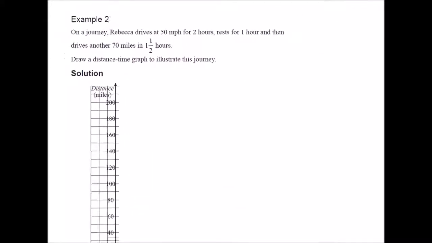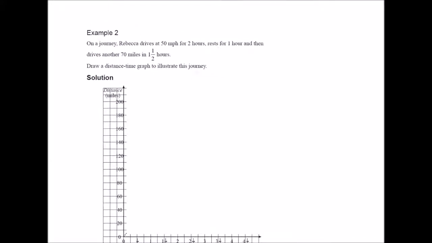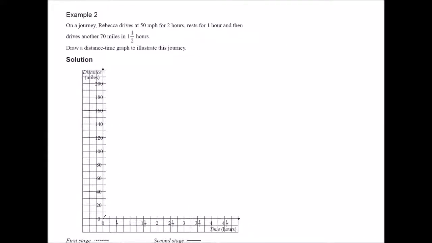Okay, now let's have a look at how we would construct one of these graphs ourselves. In example 2, we've got Rebecca who drives at 50 miles per hour for 2 hours, rests for 1 hour, and then drives another 70 miles in 1.5 hours. We've got to draw this on a distance time graph.